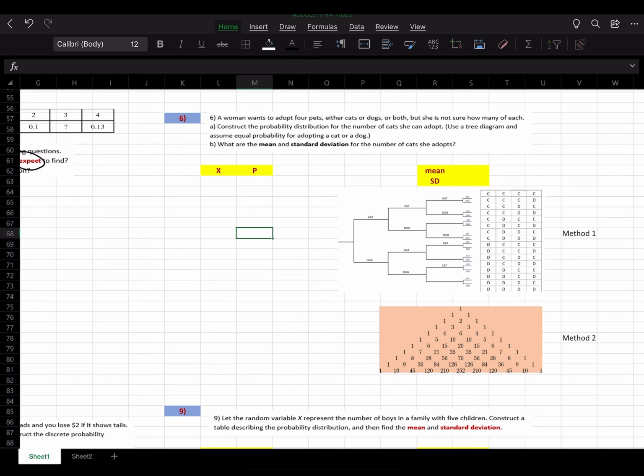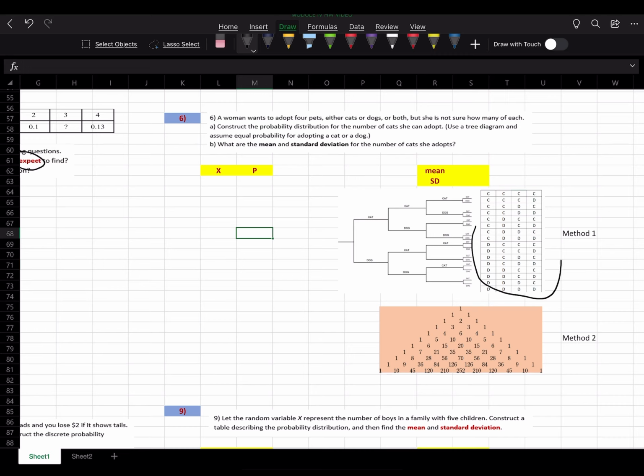Now, as you've read the PowerPoint, you'll see and you've noticed that there are 2 ways to do it. I called it method 1 and method 2. It's the long way to do it, and it's the short way to do it. It's your call. So if you don't want to do the Pascal triangle, then you want to do method 1. You just want to use this sample space.